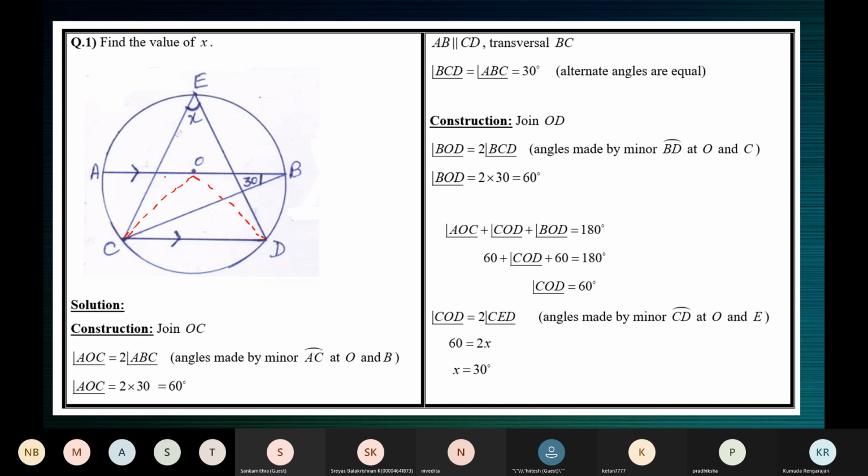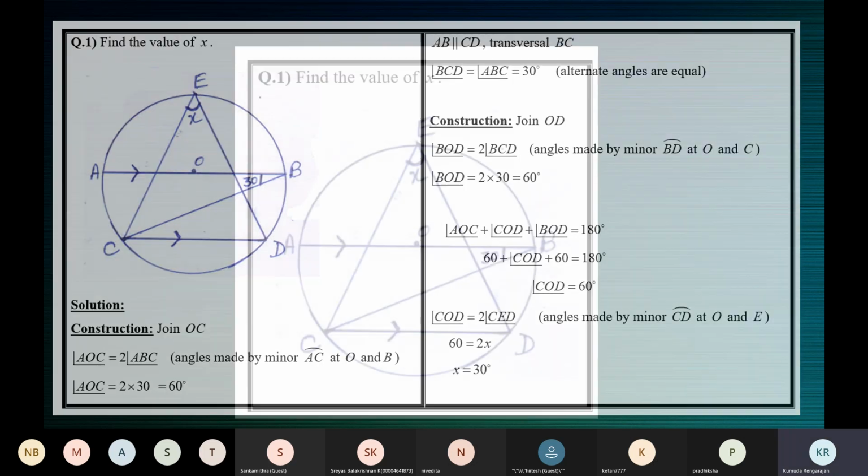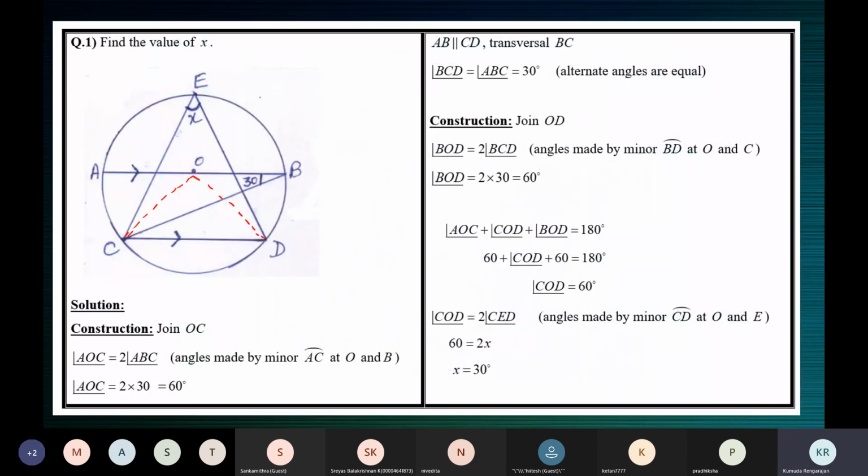Okay. So now how do we understand angles in the same segment of the circle are equal? Circle, chord, arc. This chord and arc together make the minor segment. This is the minor segment. So the rest of it is the major segment. This is the major segment.